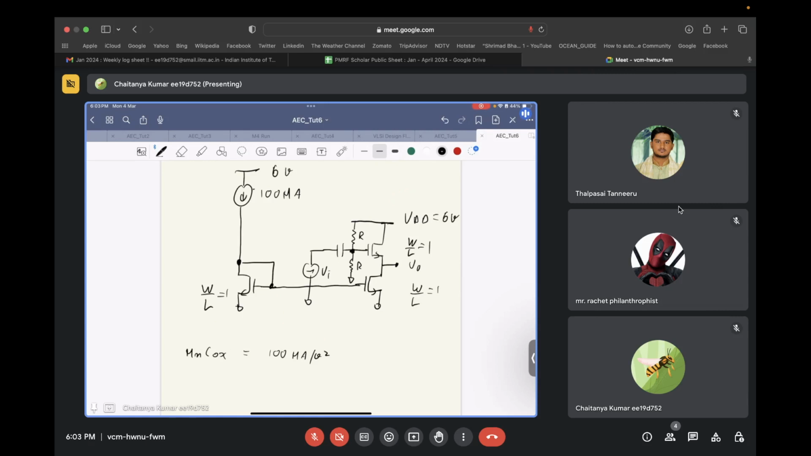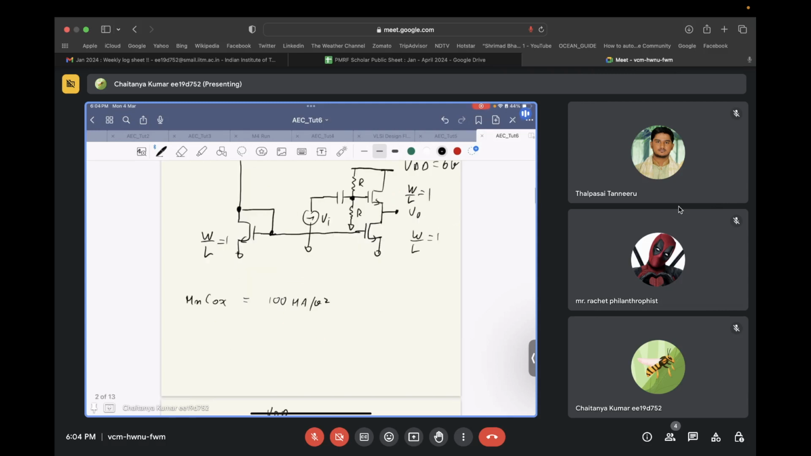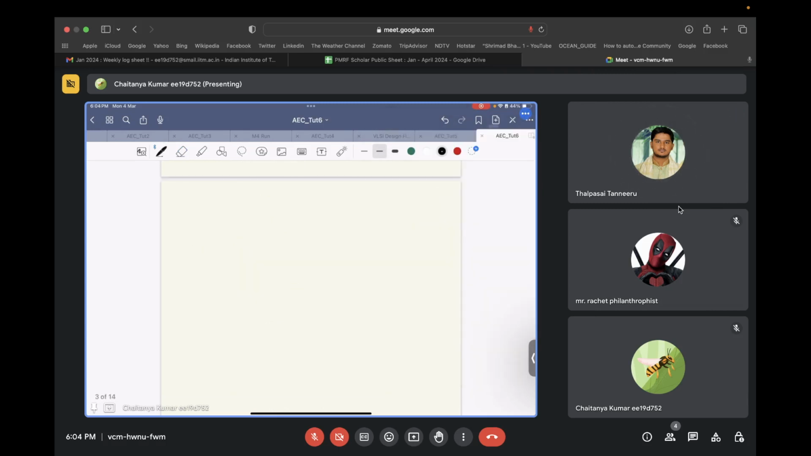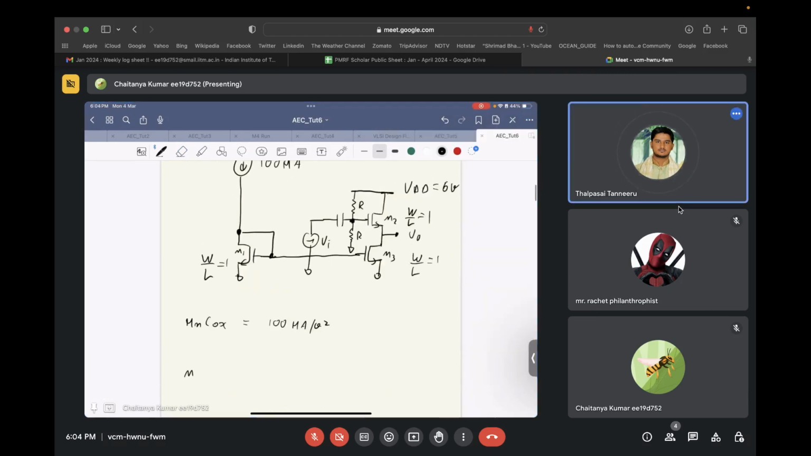So this is the question. In this, you need to find the gain of the circuit from input to output, and the swing limits over which this circuit will behave such that all the transistors are in saturation, hence the small signal analysis will hold true. So first of all, let's say this is M1, this is M2, and this is M3. M2 is the input transistor, correct? Yes, sir.